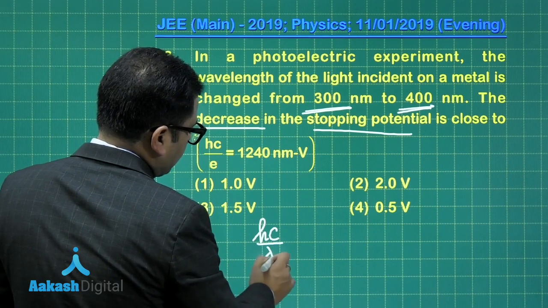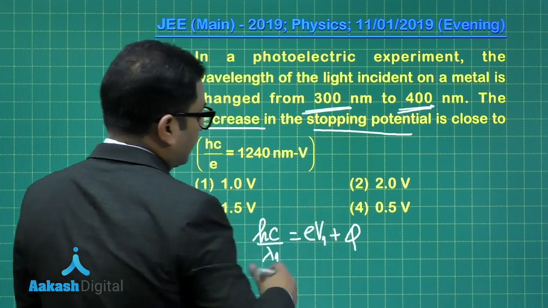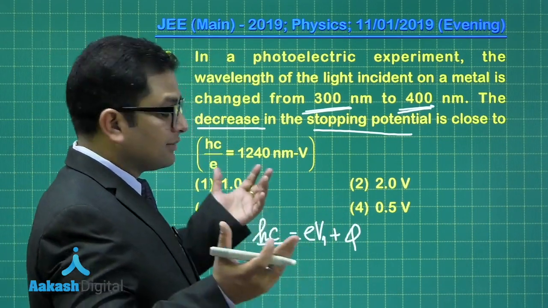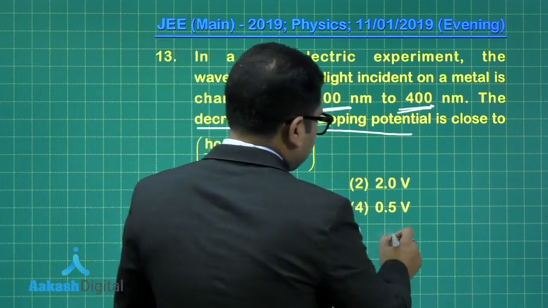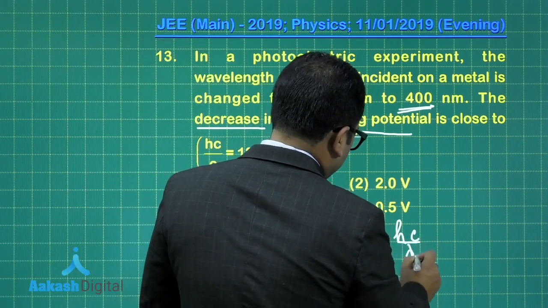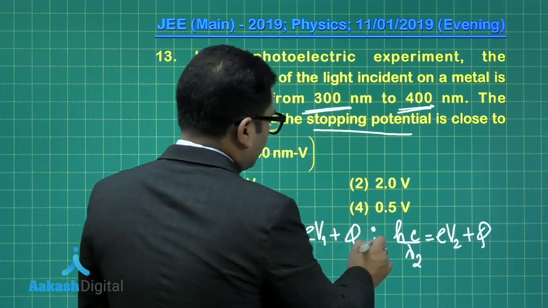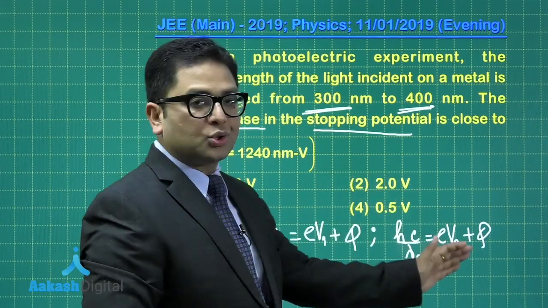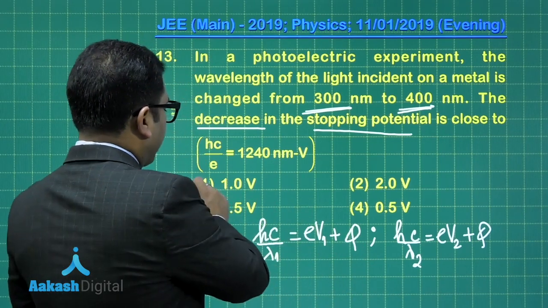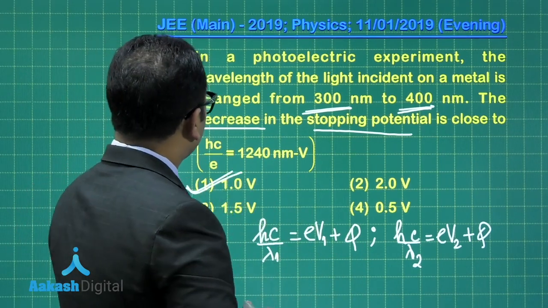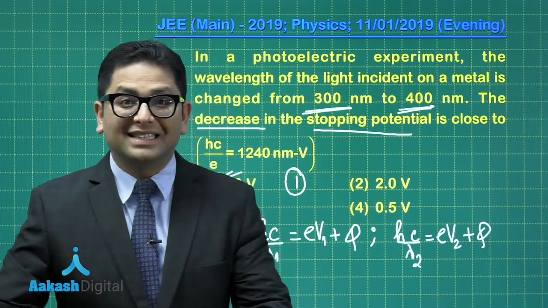hc by lambda 1 is eV1 plus work function. It can't be written as phi 1, phi 2, because that depends on the nature of the metal, which is always the same. And in the second case, you get hc by lambda 2 is eV2 plus work function. So there are two equations, equation number 1, equation number 2. You subtract them to get the change in stopping potential, and the value will be very, very close to 1 volt. So option number 1 is the correct option for question number 13.